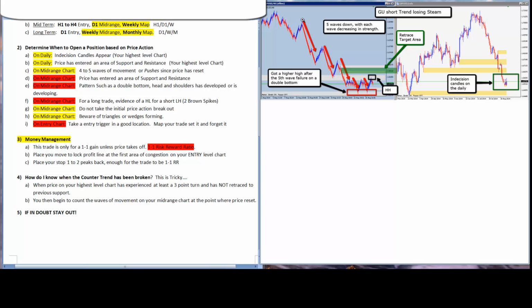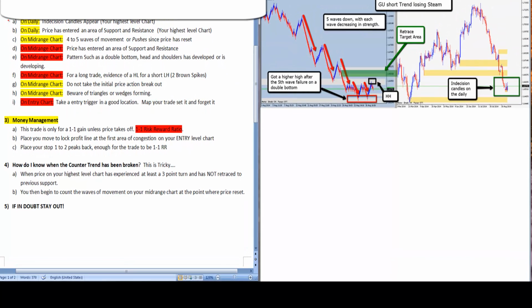Okay, so the first one was very strong, the second one not as strong, the third one less strength, and the 4th and the 5th were definitely weaker, indicating that price is slowing down again. This is another indicator. So we did have indecision candles. This one failed, we didn't have a support and resistance area on the daily. We did have our mid-range chart, 4 to 5 waves of movement.